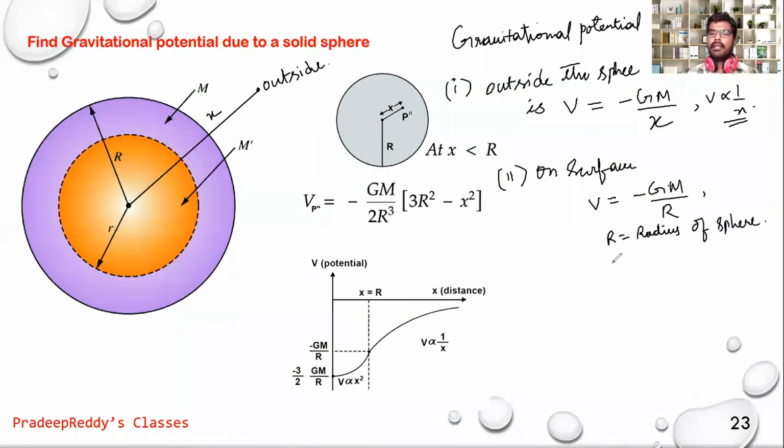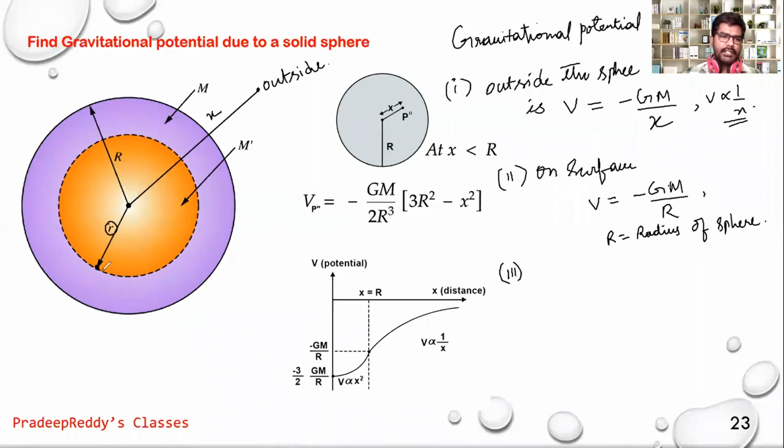Where R is equal to the radius of the sphere. That is number 2. Now, when we are coming inside the sphere, understand carefully. Suppose we are calculating gravitational potential at this position, which is at a distance small r from the center. Now gravitational potential will be because of this orange color mass as well as the violet color mass.